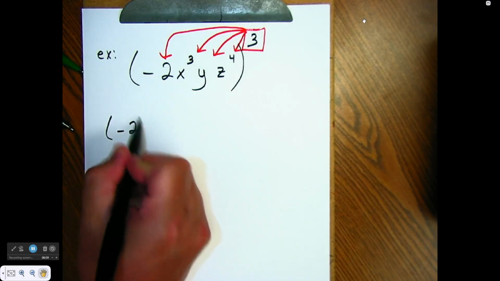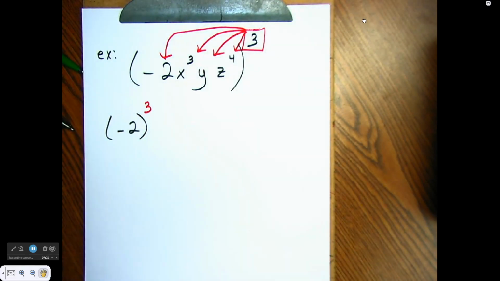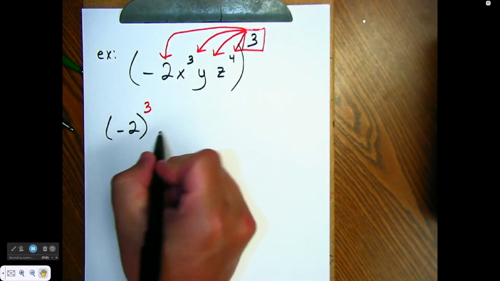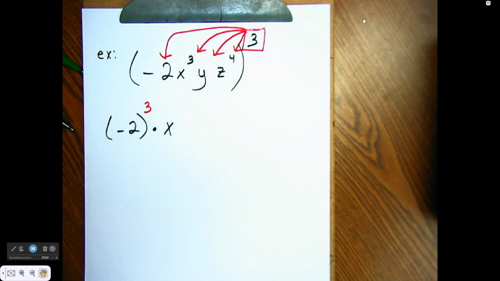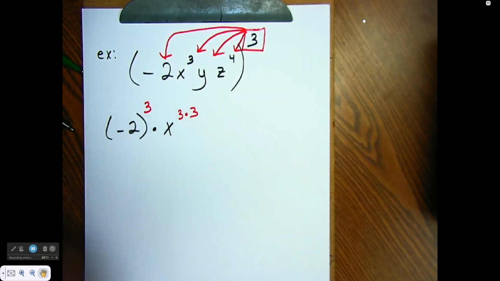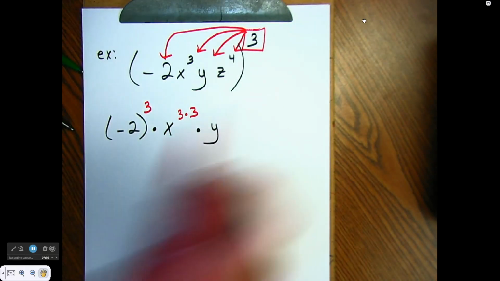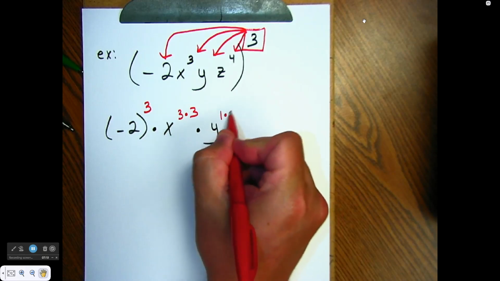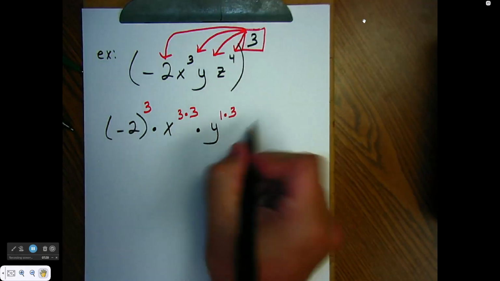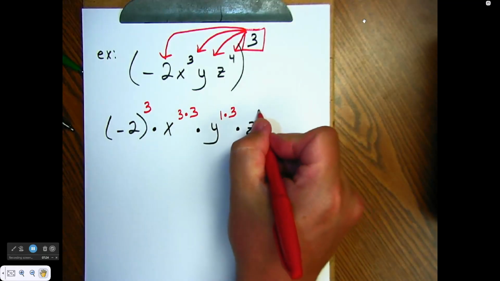So we have -2 raised to the power of 3. Ultimately, that's what it's going to be. Times x to the 3 times 3. Times y to the 1 times 3. Times z to the 4 times 3.